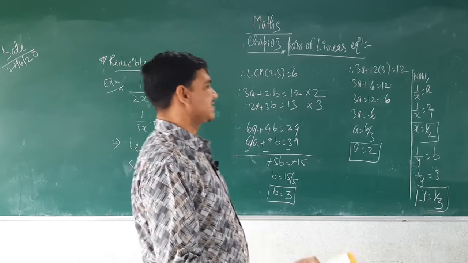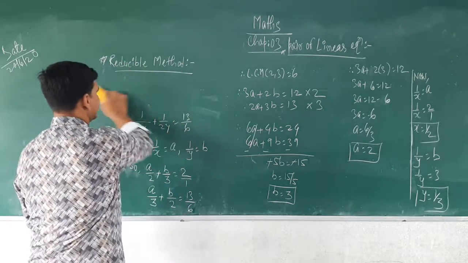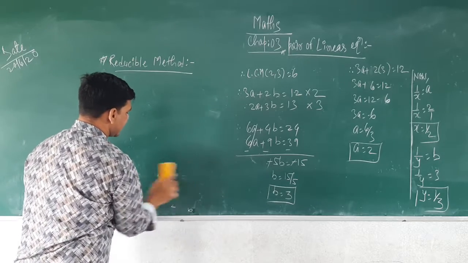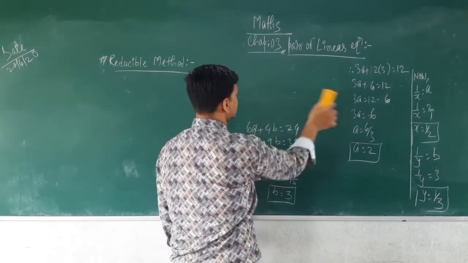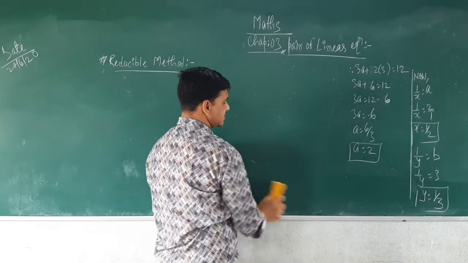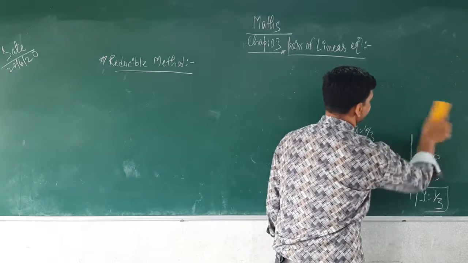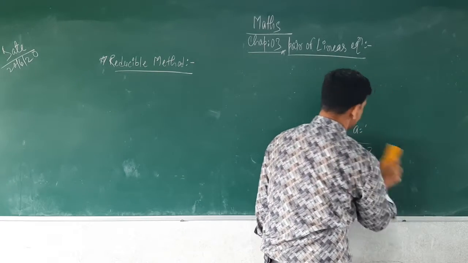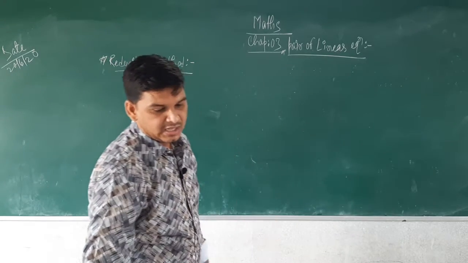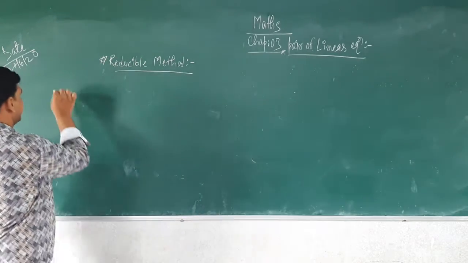Let me take another example for the reducible method, so that it is very easy for your understanding. I will change some of the form of the question, with the denominator as a part of the variables and the numerator values. How it can be solved, that we will discuss next. Next, I will take another example.